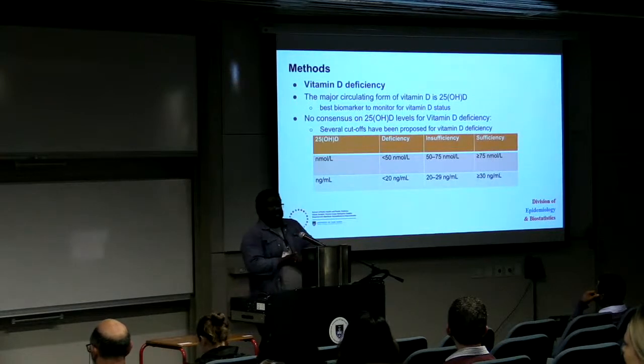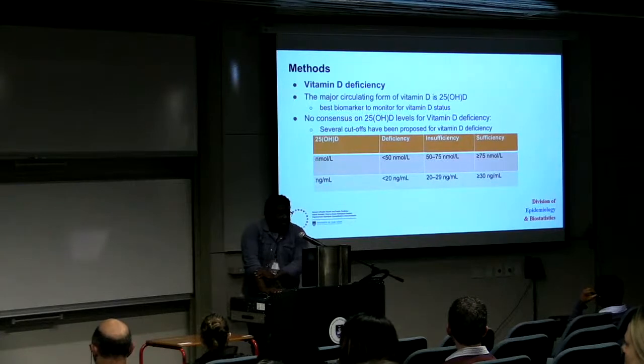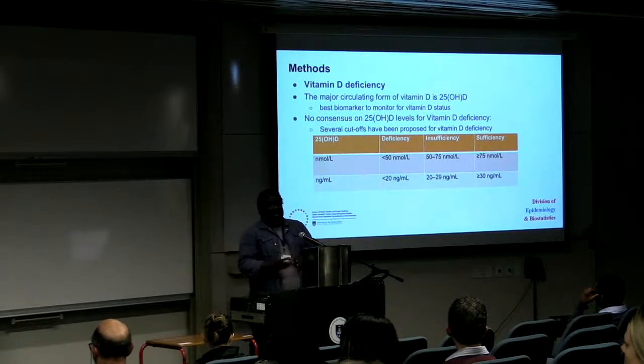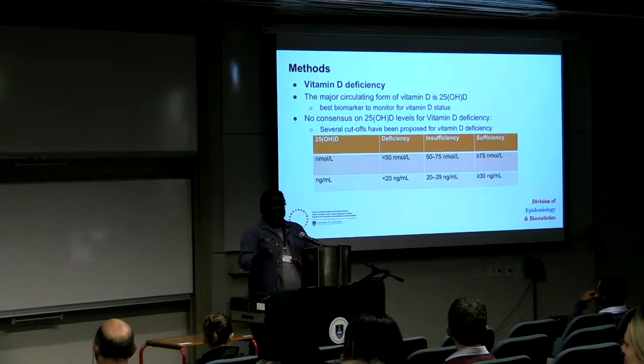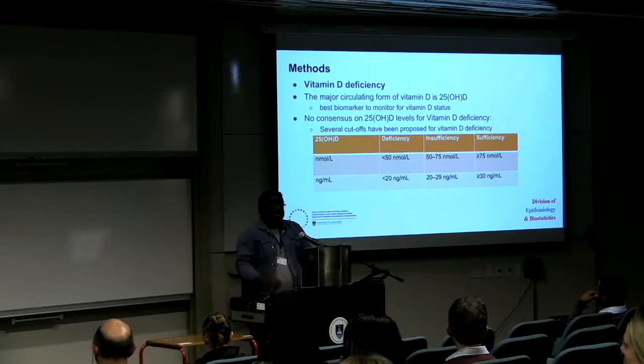What is vitamin D deficiency? There's a lot of literature about it, but the best biomarker for vitamin D deficiency is circulating vitamin D in the human body. There's no consensus of what is vitamin D deficiency. Each group comes up with their own cutoffs.